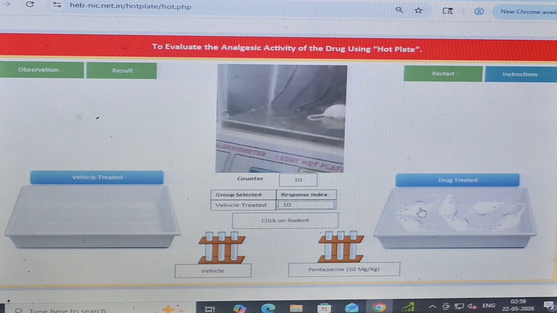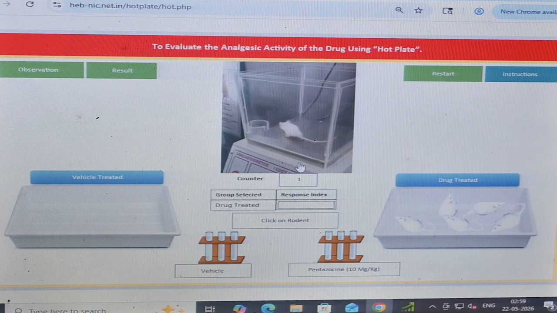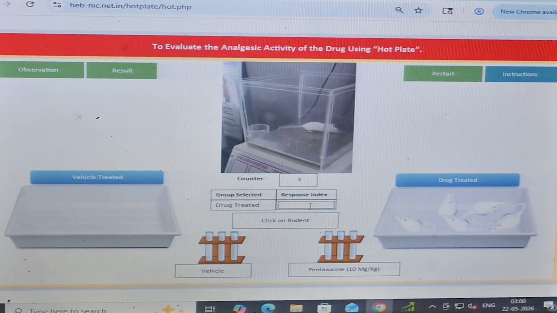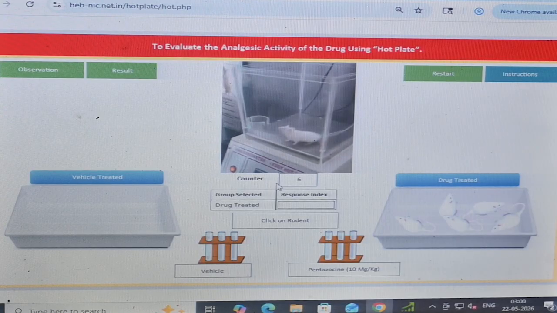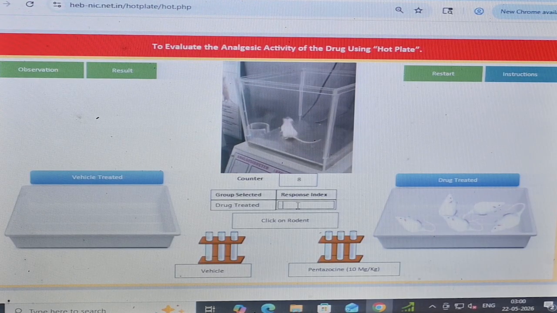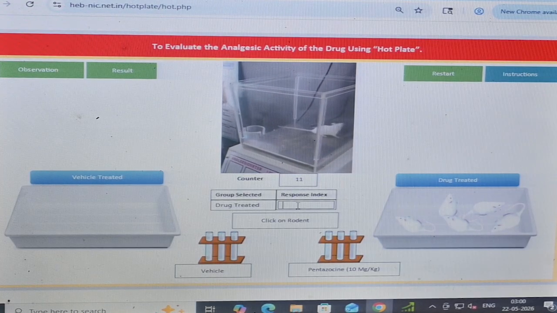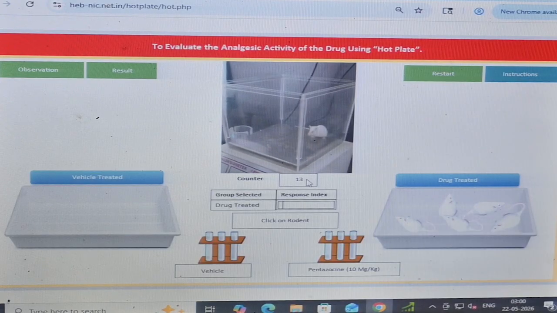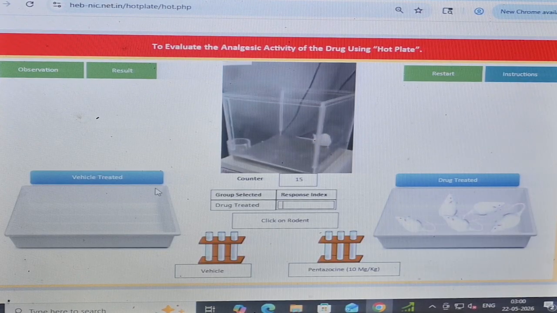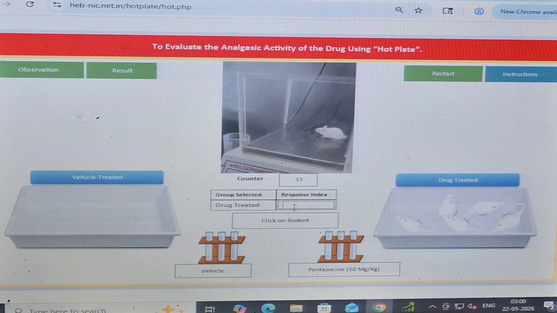Now go to the drug treated animals, which are put into the hot plate apparatus. Now we evaluate the counter number. So the counter number increases compared to the vehicle treated. So this is 15.